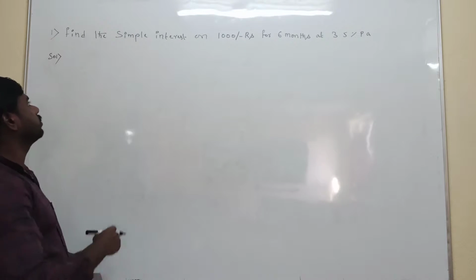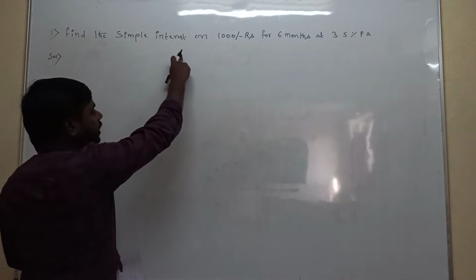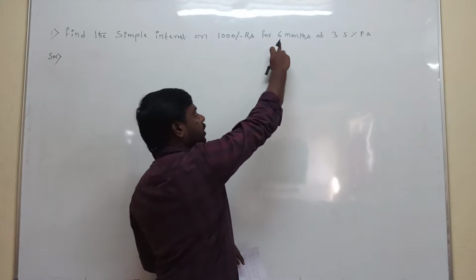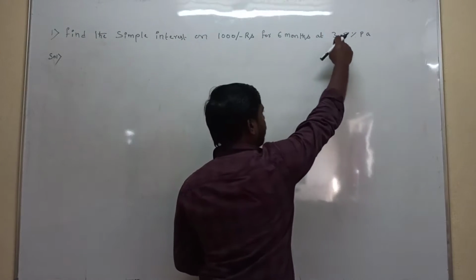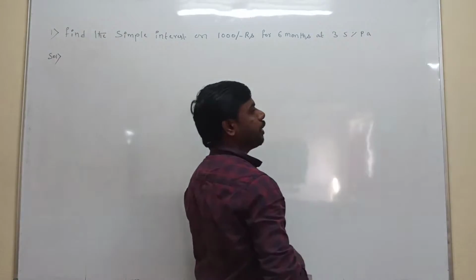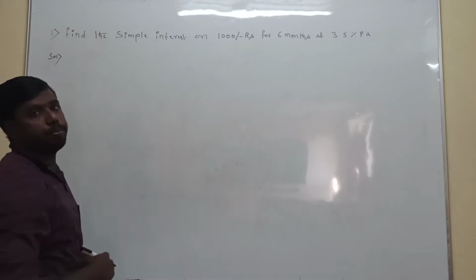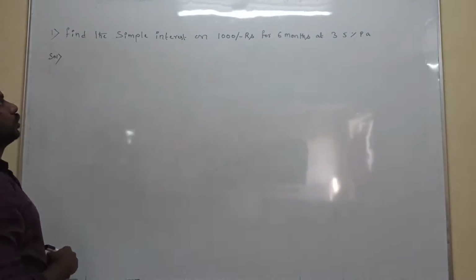See the next question. Find the simple interest on principal amount 1000 rupees, for duration time t is equal to 6 months, rate of interest capital R is equal to 3.5% per annum. We need to calculate simple interest. Now we are going to the solution.